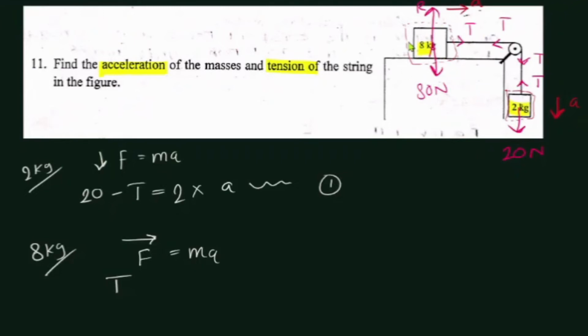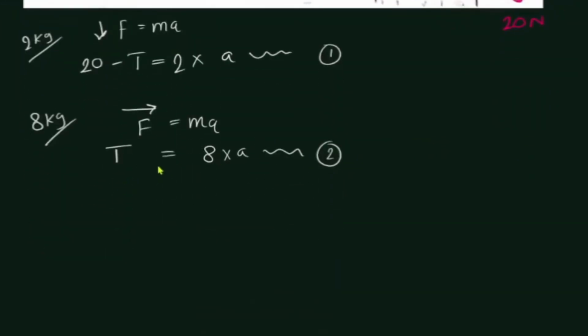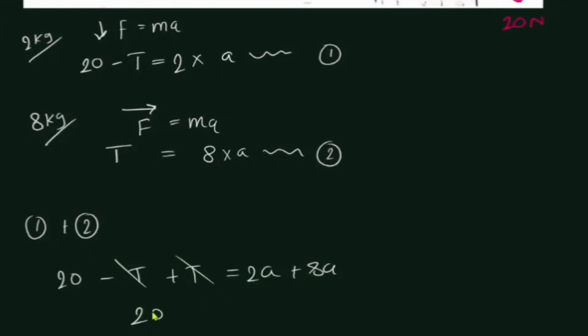So what are the forces only in the horizontal direction? T is the only force. What is its mass? 8 kilograms. What is its acceleration? A. So this is the second equation. Now you can add the first equation to the second equation. In that case, 20 minus T plus T equals 2a plus 8a. The minus T and plus T cancel out. So 20 is equal to 10a, and a is equal to 2 meters per second squared.